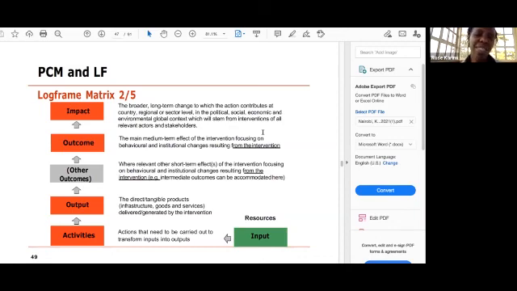The output, these are the tangible or direct products in terms of goods and services, or the infrastructure, or whatever has been generated by our intervention. And then of course, the activities, these are the actions that we need to carry out so that we can transform whatever resources we have as inputs into the tangible products or the outputs for our project.